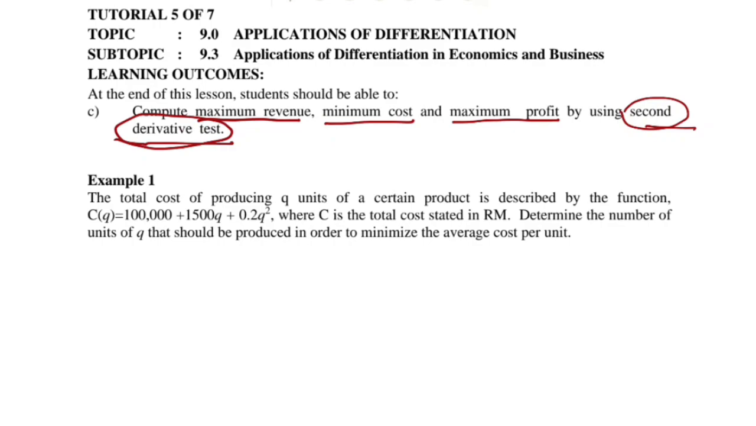Let's look at the first example. The total cost of producing Q units of a certain product is described by the function C(Q), where C is the total cost stated in RM. Determine the number of units Q that should be produced in order to minimize the average cost per unit.